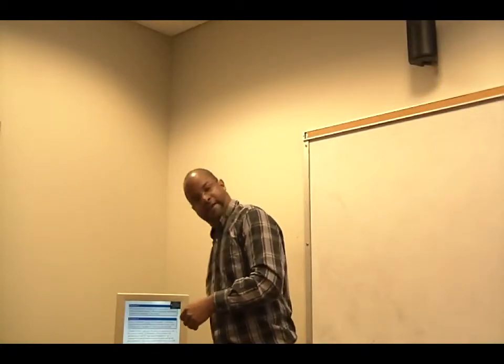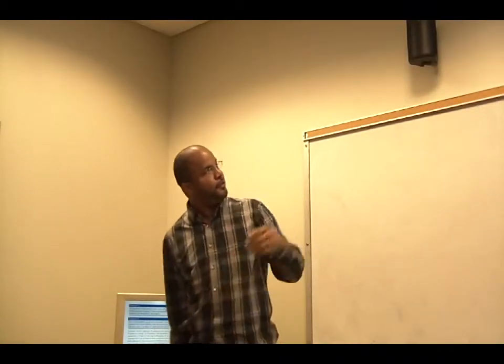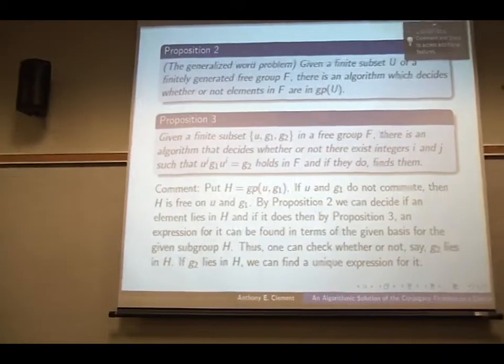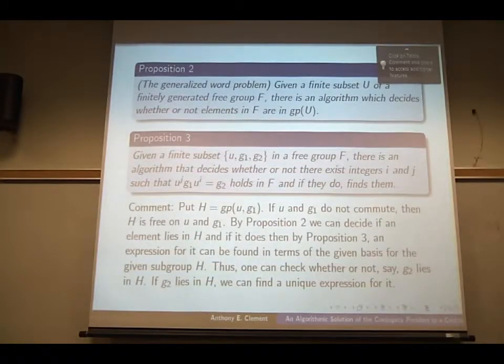So what it says is that in our case, the construction depends on Gilbert's theorem, Magnus's theorem, and the solution for the generalized word problem for free groups. So what's the generalized word problem? Given a finite set U of a finitely generated free group, there is an algorithm that decides whether or not elements in F are in the subgroup generated by U.